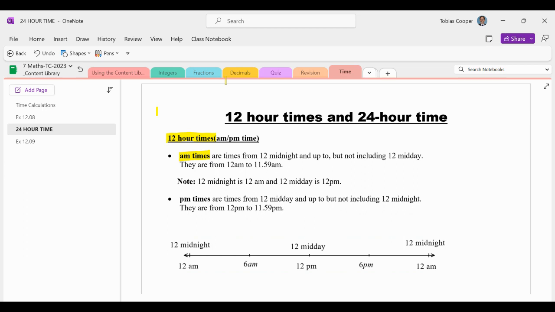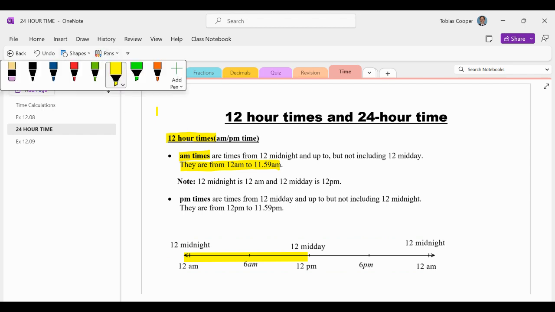So you can see that down here. The AM times are from 12 midnight all the way up to, but not including, 12 midday. So that means from 12 a.m. to 11:59 a.m. Okay, so those are the AM times. All right, now just note that 12 midnight is considered to be 12 a.m. and 12 midday is considered to be 12 p.m.